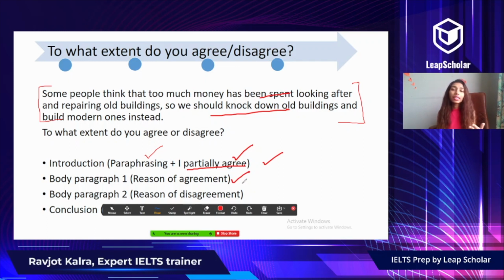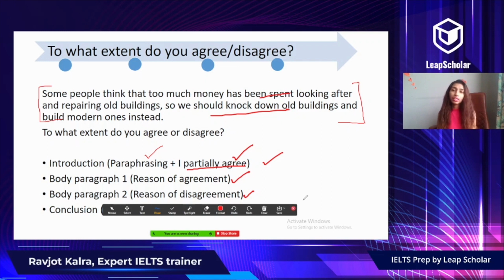To a certain extent, I disagree as well. So, what are the reasons that I agree, that I'll mention in the first body paragraph? In the second body paragraph, I'll give the other reasons for the disagreement. Why do I disagree? Because I said I partially agreed.